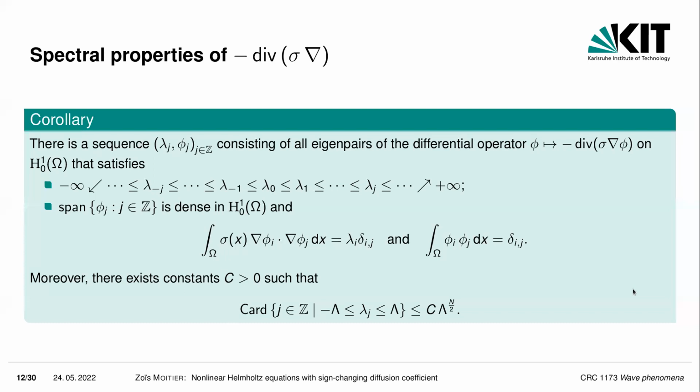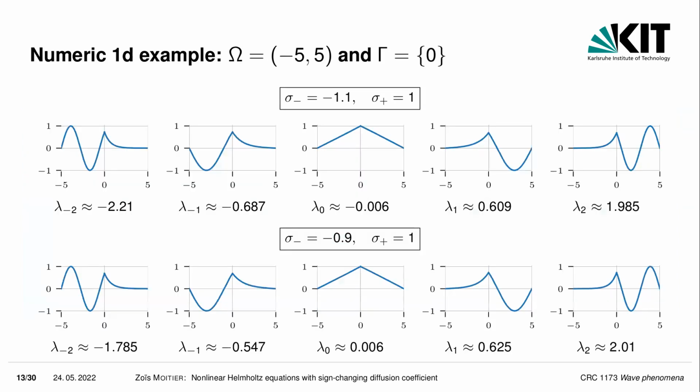Okay, so if we summarize a bit, for the linear part, we know that the problem is well posed in a Fredholm sense. We know that we have a discrete spectrum. And just to visualize a little bit what these eigenvalues look like, for example, for a 1D example, here omega is just the interval minus 5 to 5. The interface is at 0, so I have the symmetrical intervals. And in this case, sigma minus is constant, here minus 1.1, and sigma plus is constant, equal to 1.